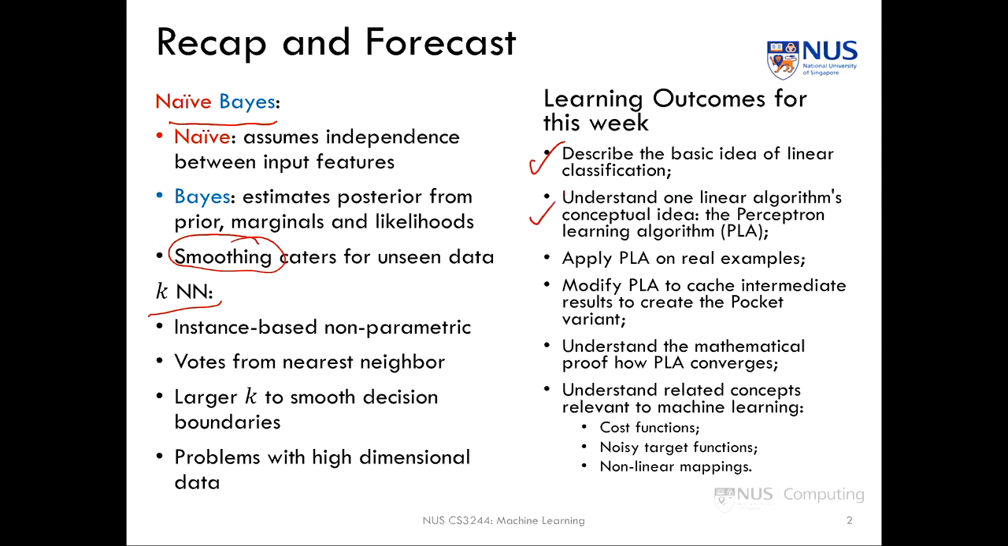In the pre-notebook, you're going to apply PLA on real examples and then also modify it to cache intermediate results, resulting in a new version called the pocket variant. In the post-notebook, we'll look at the mathematical proof of why PLA is guaranteed to converge when the dataset is linearly separable. And we're going to cover related concepts relevant to machine learning in general, which is the concept of cost functions, the noisy target, and nonlinear mappings.